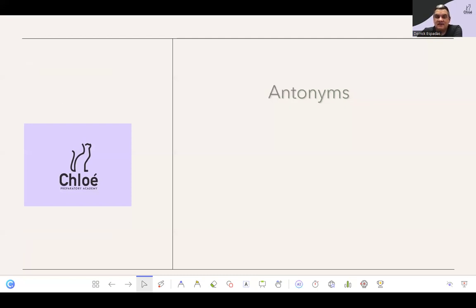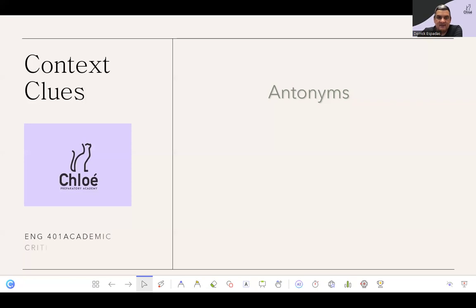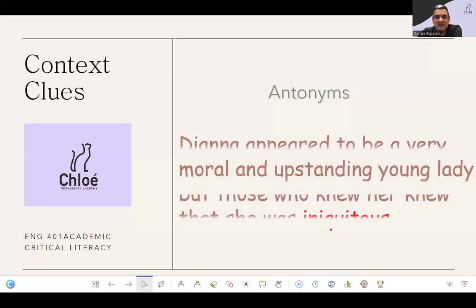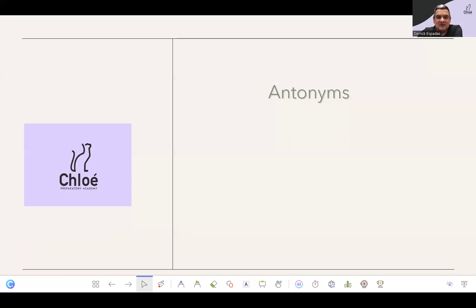So then again, let's take a look at antonyms. An antonym is the opposite. So we'll try to figure out words based on the opposite that's been given.